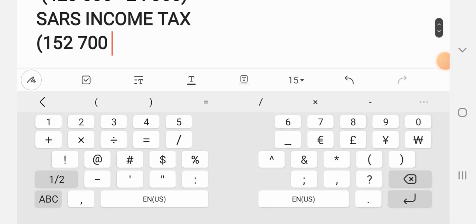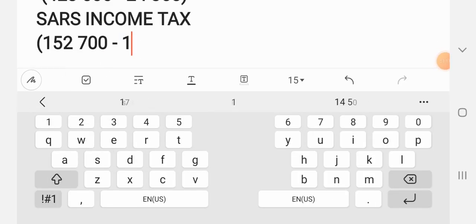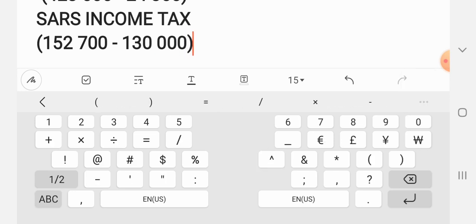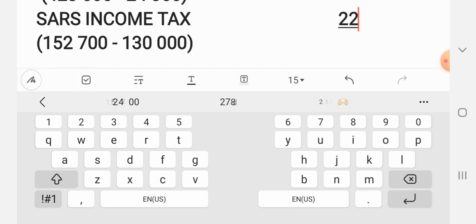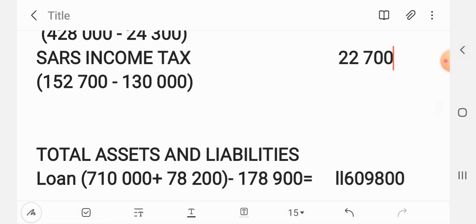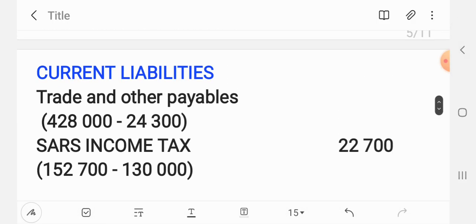Minus cost. A provisional payment means we paid. There was a provisional payment made to pay SARS for the income tax of the year. So before everything was calculated, a provisional one was made, and then a final one will be made as well after everything has been taken into account. So that's how much we currently owe SARS.